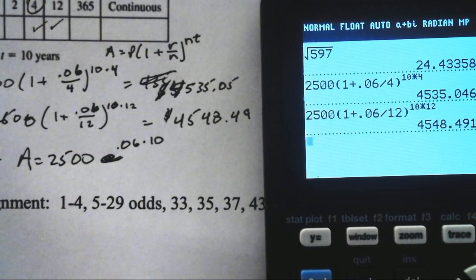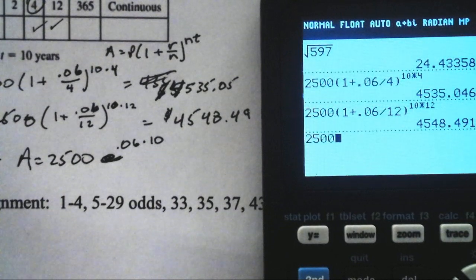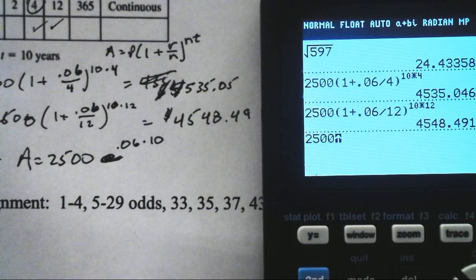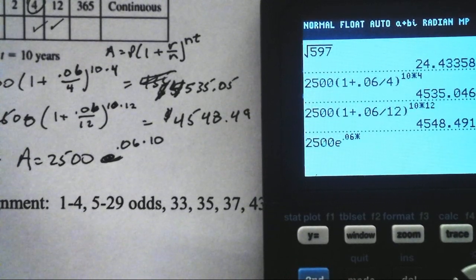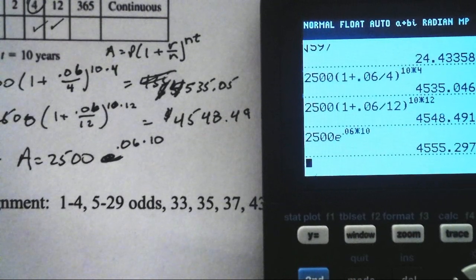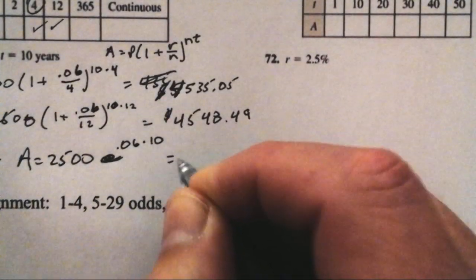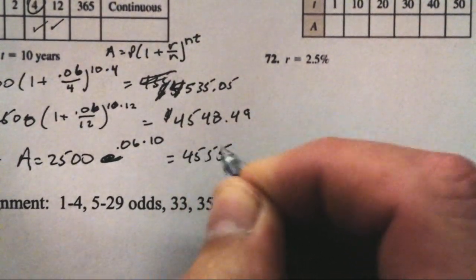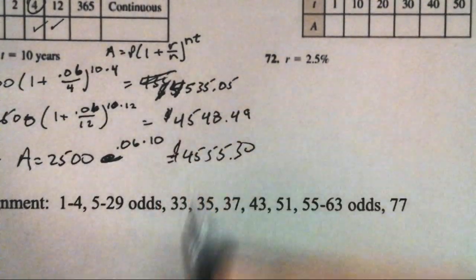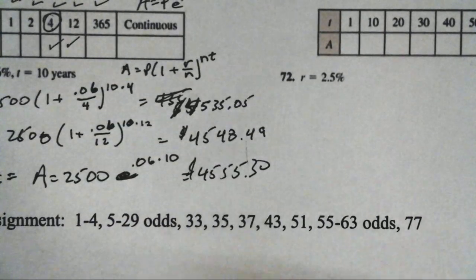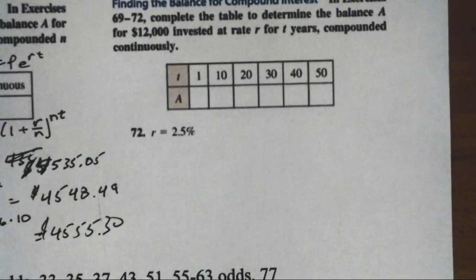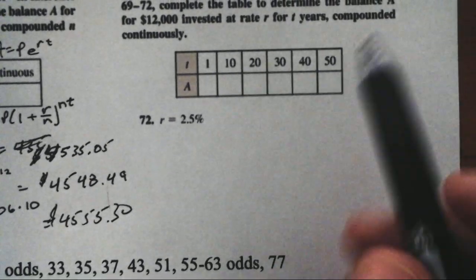And we should get a little bit more than the monthly, because that's like every instant they're recalculating my interest. So I'm going to go 2,500, second ln, e to the 0.06 times 10. And sure enough, 45, 55, 30. And the more often it's compounded, the more we should get. All right, and finally 69 to 72.